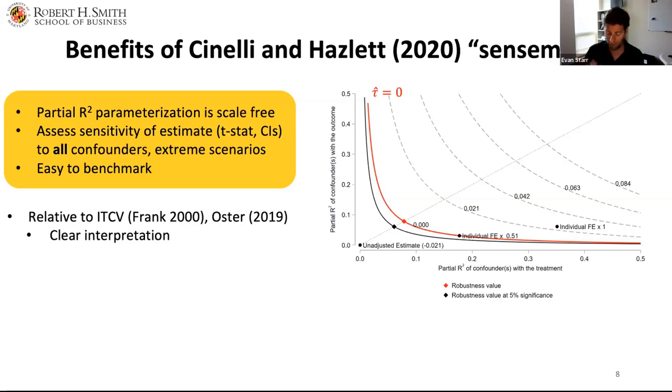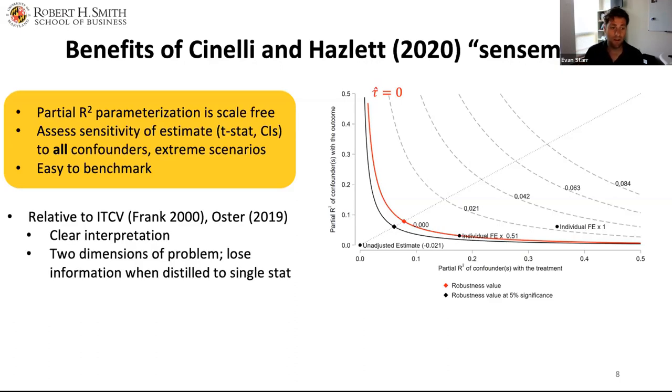And the problem, in my view, boils down to this: omitted variables are fundamentally a two-dimensional problem. You have to worry about how the confounders are related to your treatment and your outcome. Any attempt to boil that problem down to a single statistic, a single dimension, is going to have interpretation issues. That's what Frank and Oster do, they boil it down to one dimension, and that's where all the interpretation problems come in. So Cinelli and Hazlett, I think, is very clear. It improves our understanding of whether our results are likely to be overturned by omitted variables. Okay, so that's the first approach.